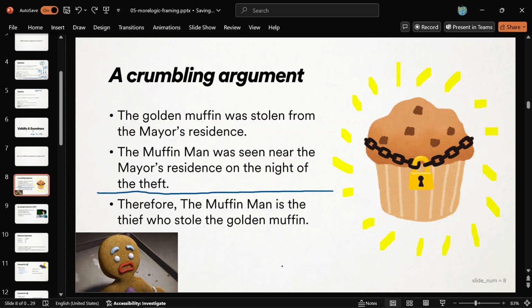Would you convict if you were on the jury for the Muffin Man? We're shaking our head. Why not? Somebody tell me. What's wrong with it? Yeah, it's just speculation. That's a good word. Any other ideas? Other descriptions of why this argument is not right? Because it isn't right. You can't conclude that.